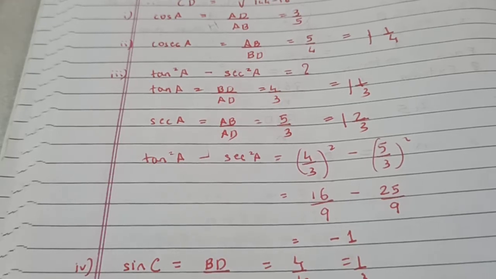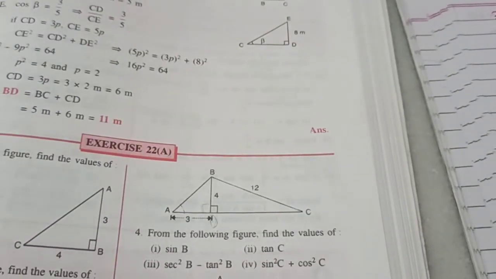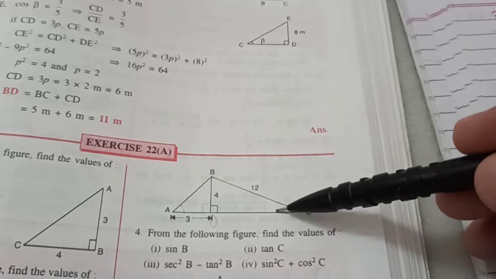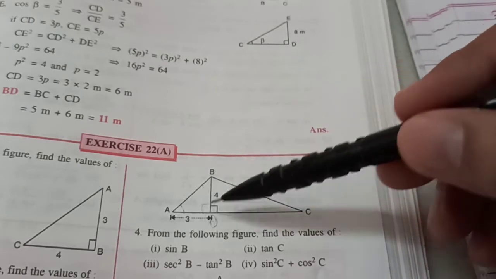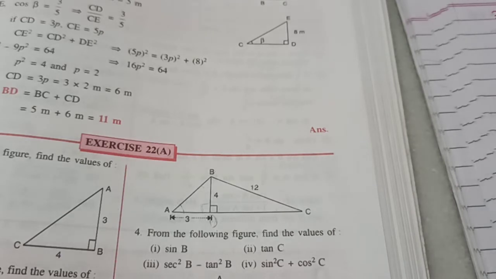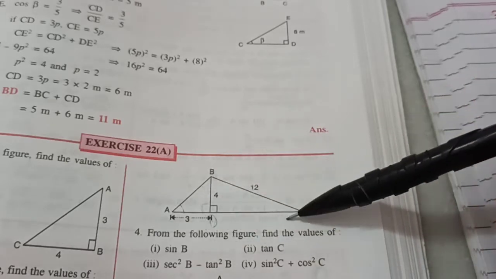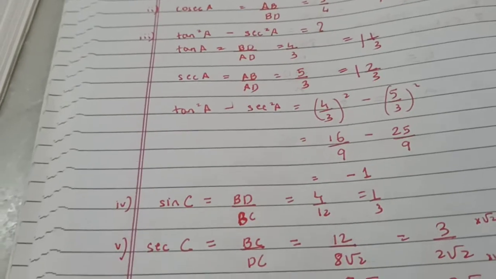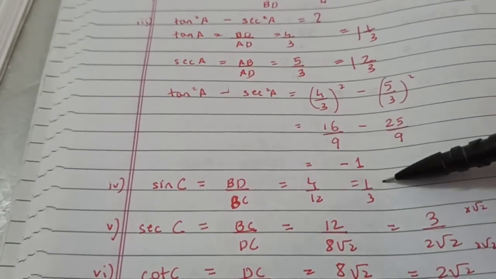Now sin C. For sin C, we'll have to focus on the other triangle BDC, because angle C belongs to that right angle triangle. So for angle C, BC is the hypotenuse, BD is the opposite side, and DC is the adjacent side. Keep these things in mind. Sine formula is O upon H, opposite upon hypotenuse. That is BD upon BC, which is 4 upon 12, which is 1 upon 3. We have to reduce it if we can.